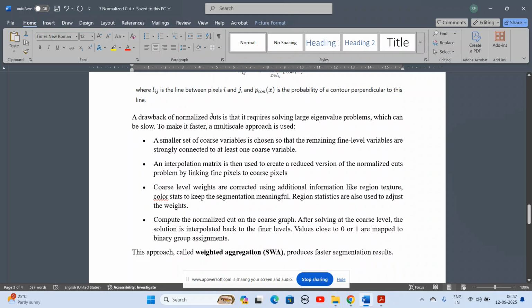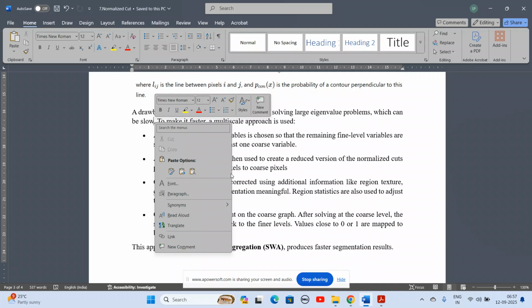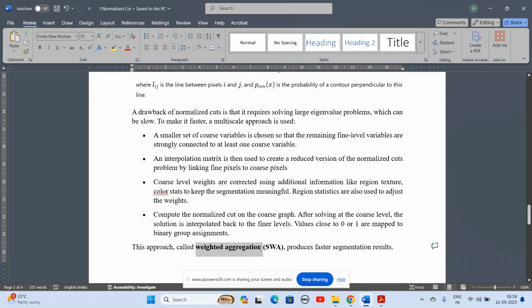A drawback of normalized cut is that it requires solving large eigenvalue problems, which can be slow. So far, we have taken a simple cut and then made it into a normalized cut. Normalized cut is NP-complete, computationally infeasible. So we moved to eigenvalues and eigenvectors. That is inexpensive compared to NP-hard, but eigenvalues and eigenvectors are still computationally expensive, which can be further reduced. The technique is called SWA, that is, segmentation by weighted aggregation.